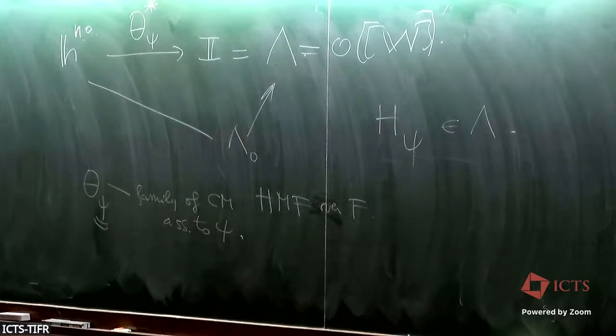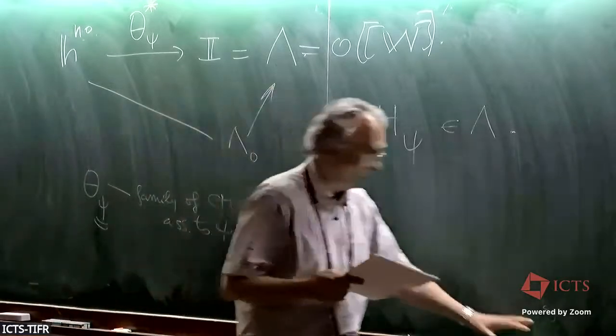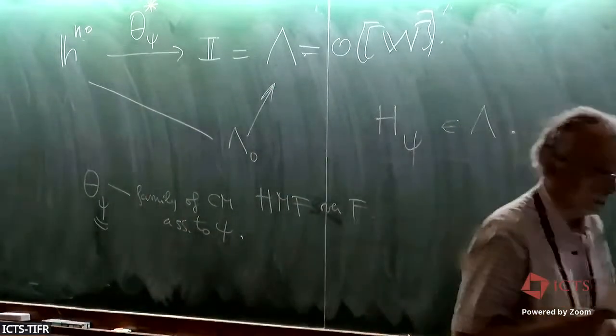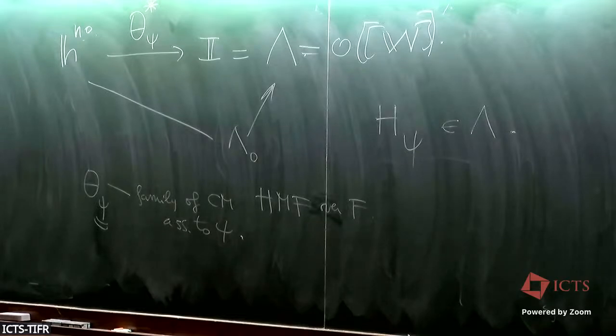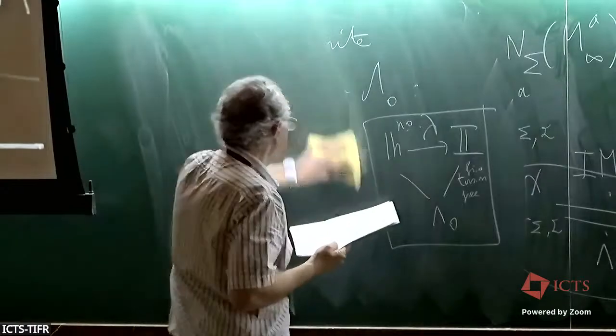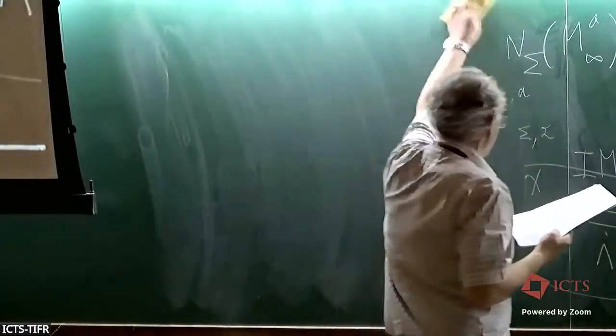So now we have the object. And so what are the ingredients of the proof? So there are two things to prove. So let's say 1 and 2. 1 was the one.